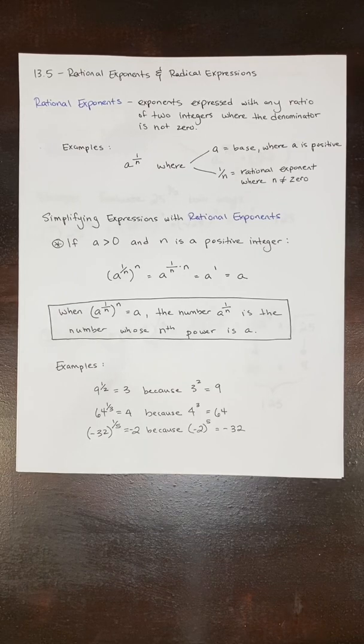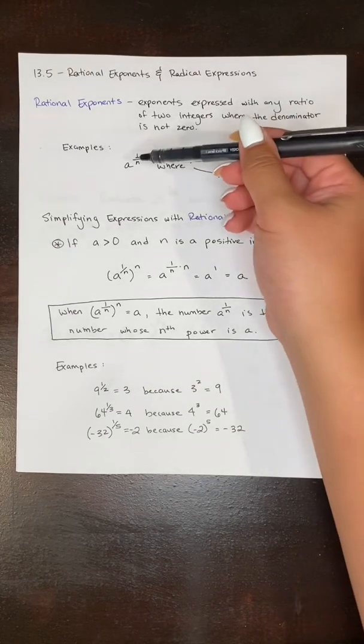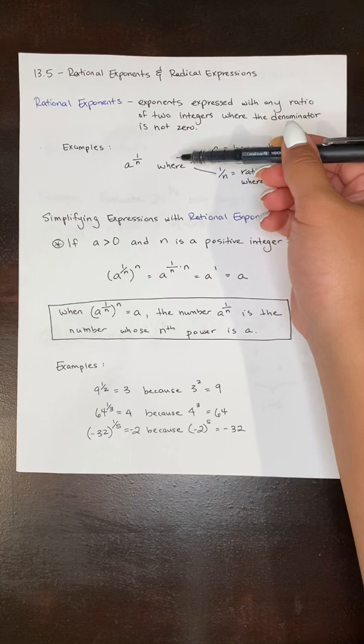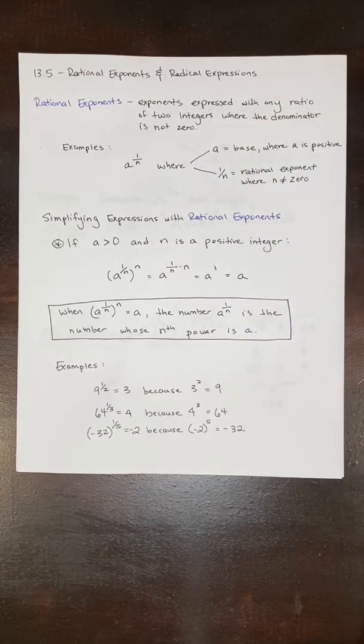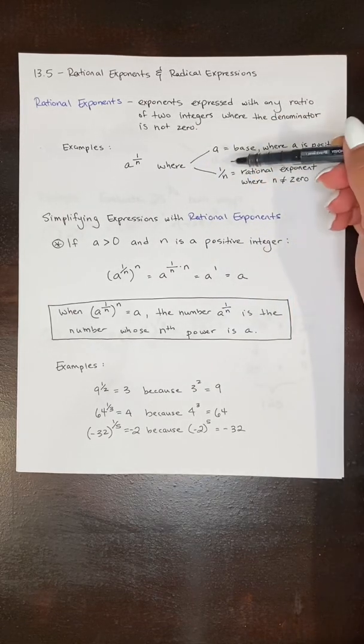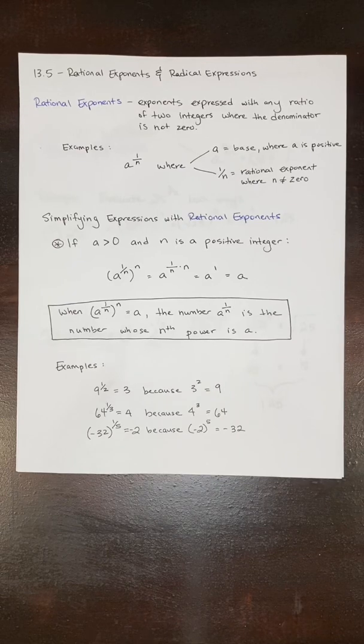Let's start with rational exponents. Rational exponents are exponents expressed with any ratio of two integers where the denominator is not equal to 0. As you can see in this example, we have a to the 1 over nth power, where a is the base and 1 over n is the exponent, where n should not equal 0 because it will be undefined.